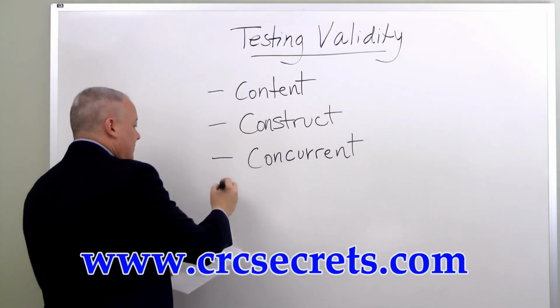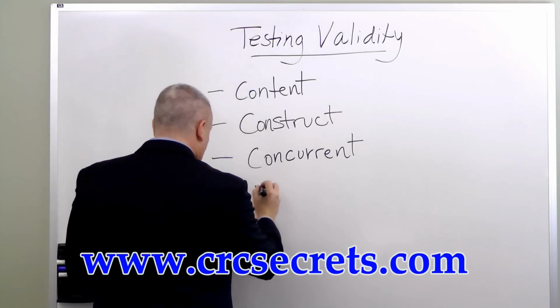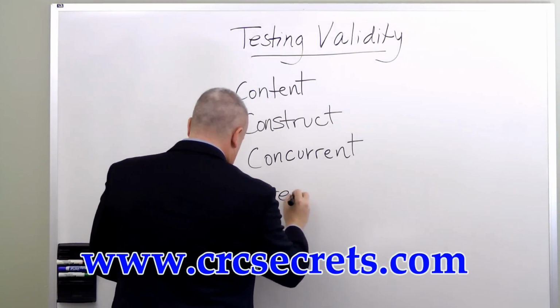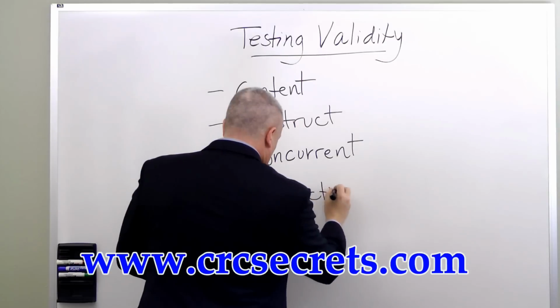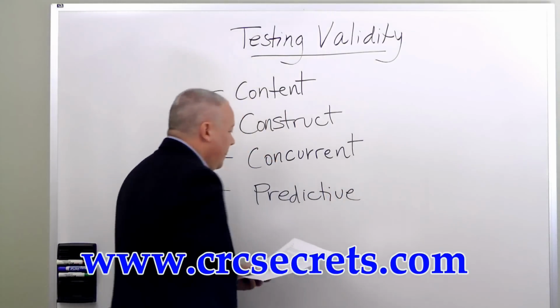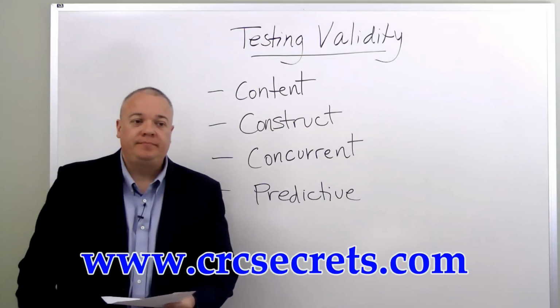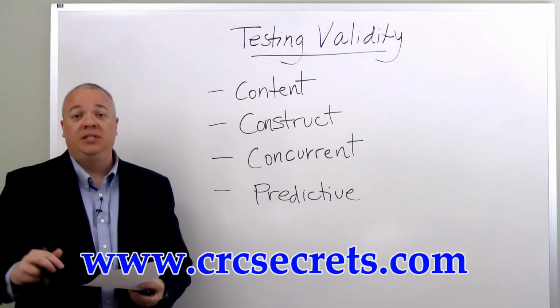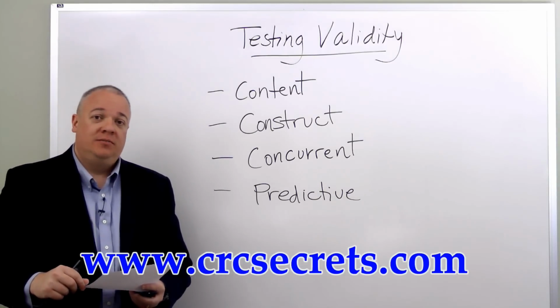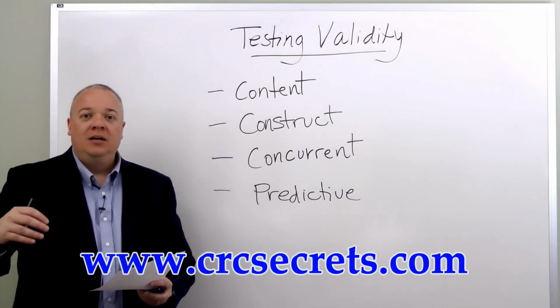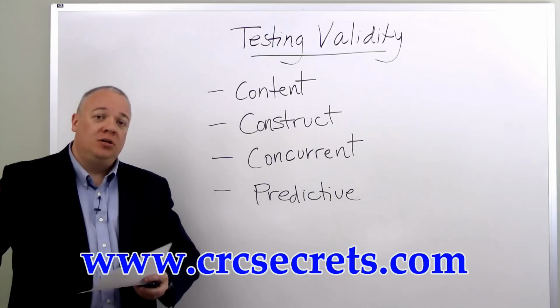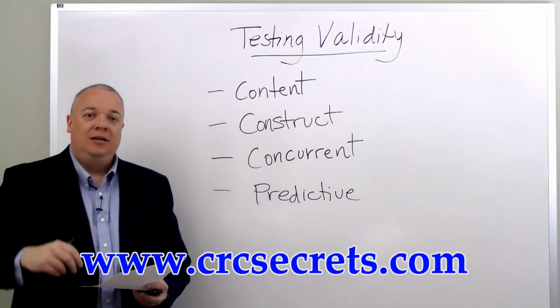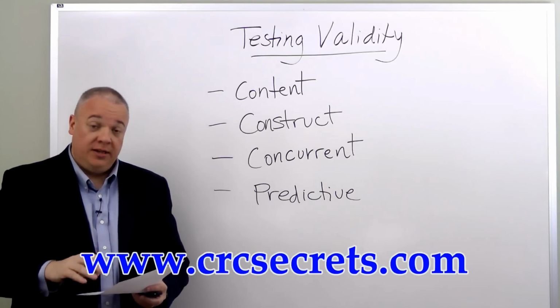And then finally, under testing validity, we want to talk about predictive. Predictive validity is the effectiveness or the accuracy of a test to predict future performance. Performance that has not yet happened, but should it happen, how well would the person do based on their work on this particular test.